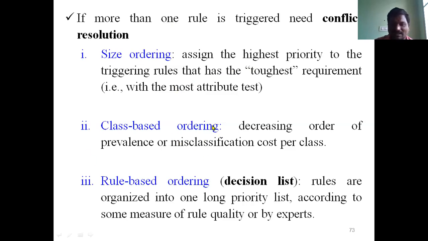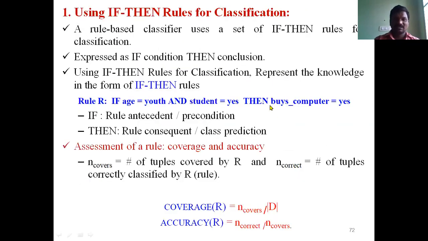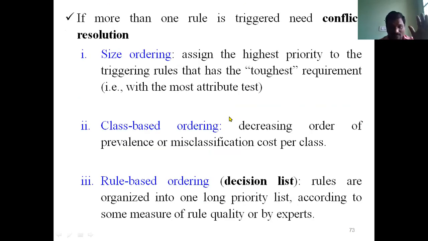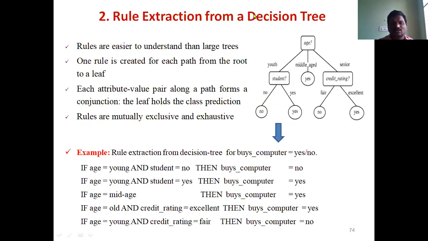Then class-based ordering means decreasing the order of the prevalence or misclassification cost for the class. Rule-based ordering means rules are organized in one long priority list according to some measure of the rule by the expert. Based on the attribute values, you will generate n different rules, for example, rules extracted from the decision tree.